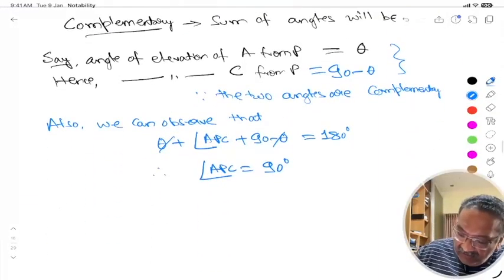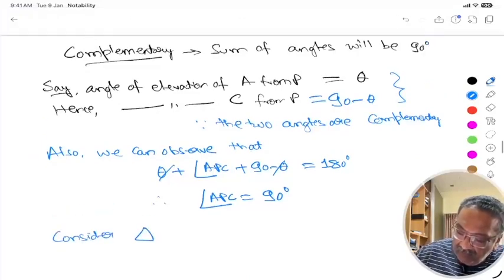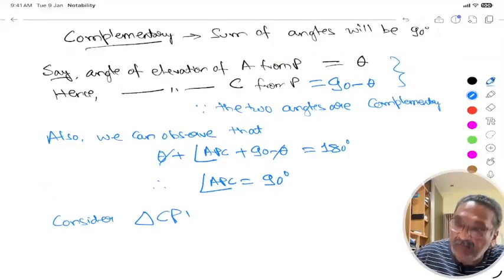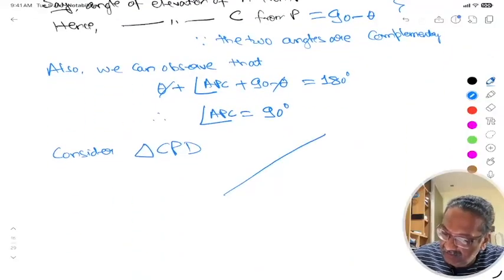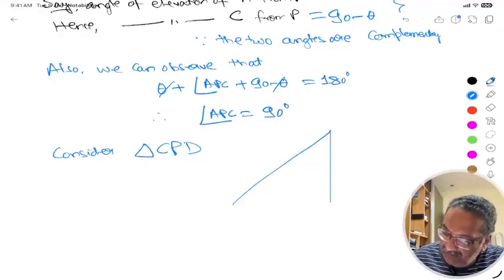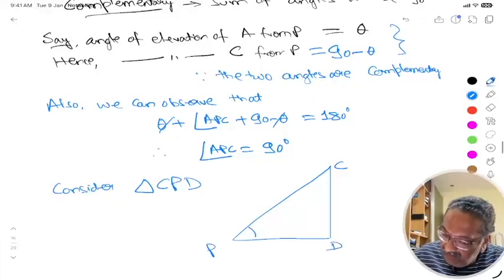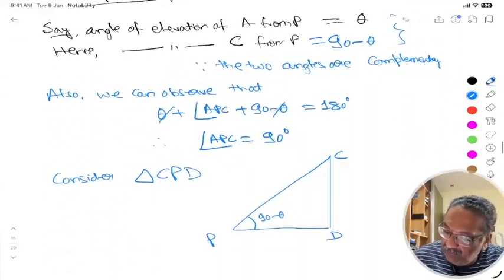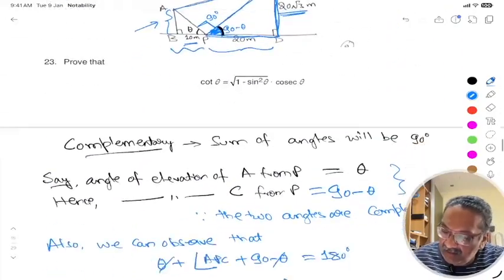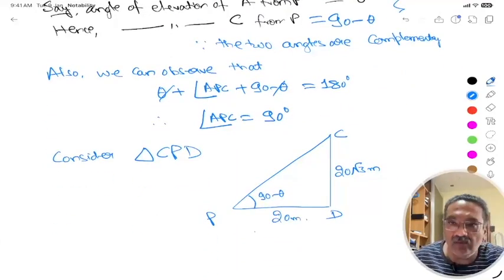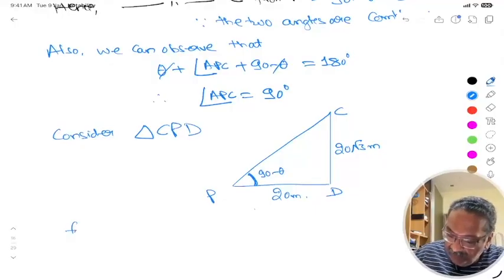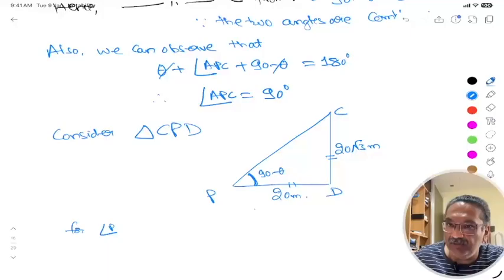Therefore we will take triangle CPD. I have C, P and D. This angle we don't know, which is 90 minus theta, right? But we know this to be 20 root 3 meters and this to be 20 meters, right? So, two sides are known. Now, for angle P we have CD and PD as opposite and adjacent. So, which trigonometric identity connects opposite and adjacent? Tan.